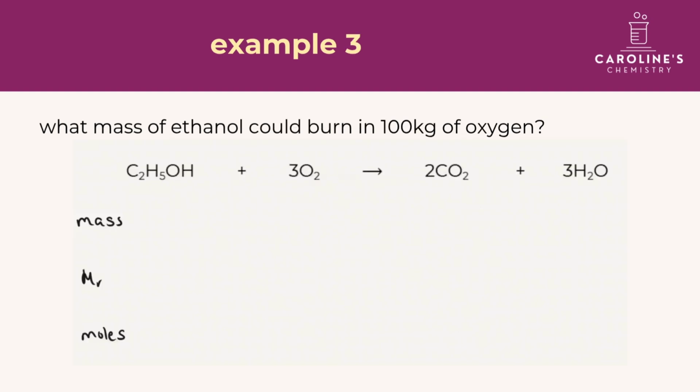So same method, starting with the tick and question mark. Now this time we know something about the oxygen. We know its mass. That's our tick. We're asked how much ethanol is burned. So therefore, that's our question mark. Now let's start with the tick.